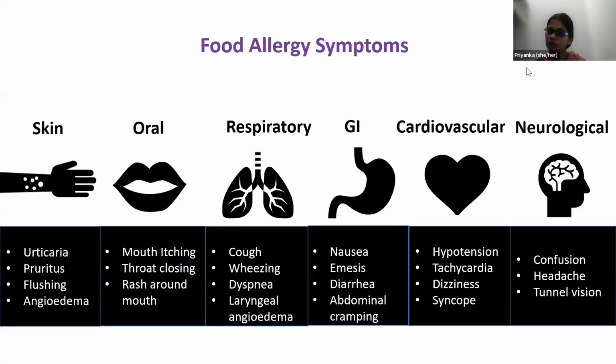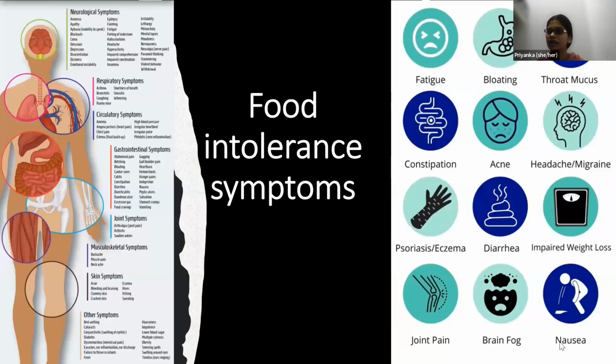So when we have a list of these food items, what are the symptoms associated with them? We have noticed food allergy symptoms can be skin related, oral, respiratory, GI, cardiovascular or neurological. And you can see the symptoms associated with each organ system. As we have symptoms for food allergies, similarly, we have symptoms for food intolerance. On the right side of the screen, you can see various organs involved in food intolerance symptoms. And on the left side, you can see the most common symptoms associated with food intolerance. You can easily notice that a few of the symptoms overlap with food allergies, such as eczema, diarrhea, headache, fatigue, and throat mucus. These are also found in patients suffering from food allergies.